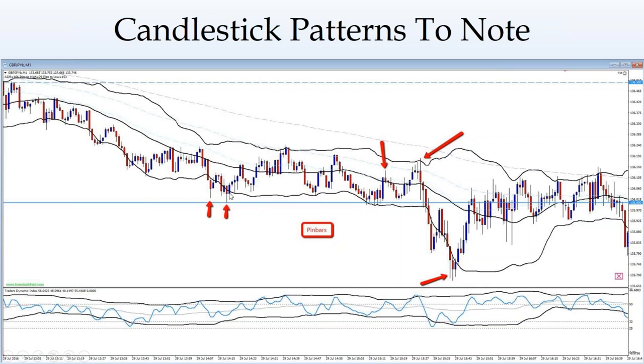Now check this out. We have these pin bars here, often at points of reversal. You see these?